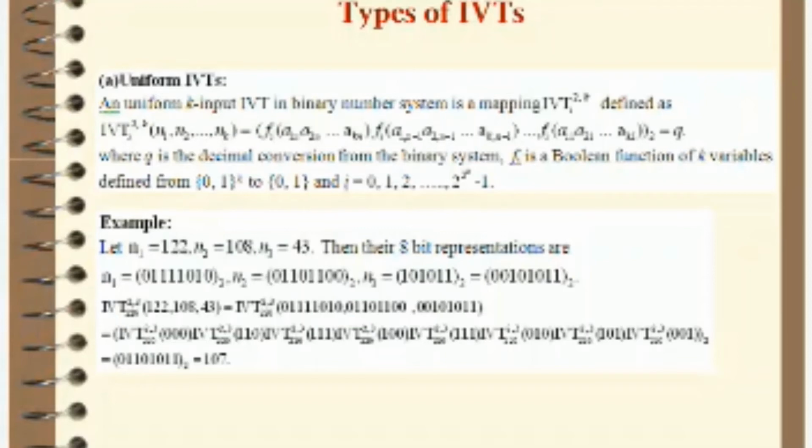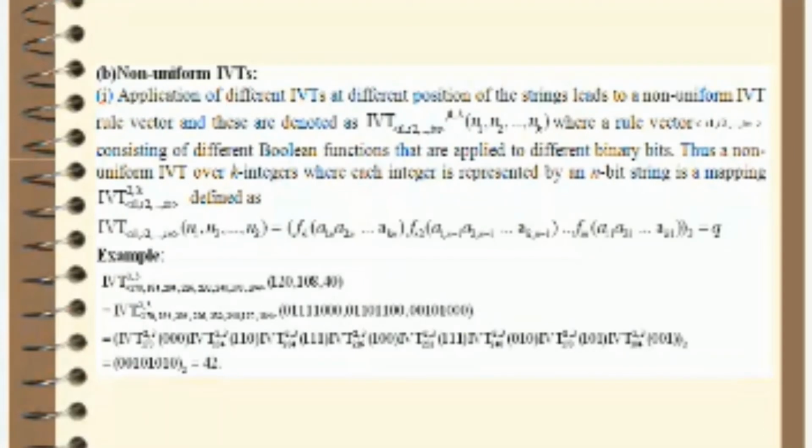For example, if you see this example, we have taken 3 numbers, that is 122, 122, 108 and 43, and here the rule number is 226. So when it acts on these 3 numbers, it gives a value that is 107. In this slide we have discussed non-uniform integral value transformation.